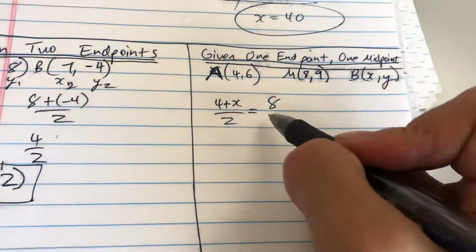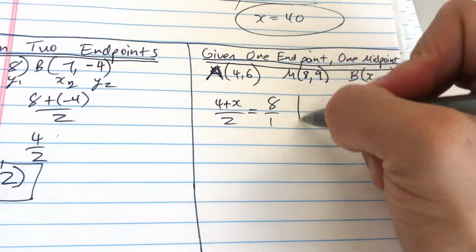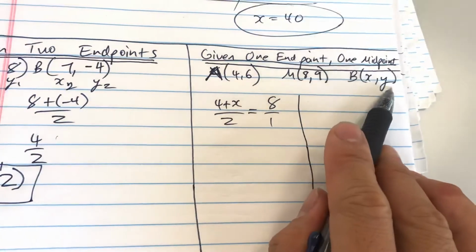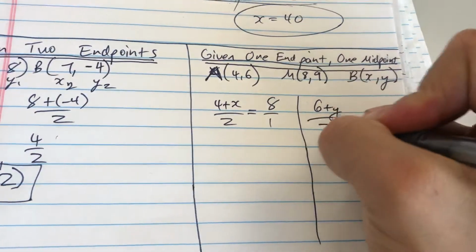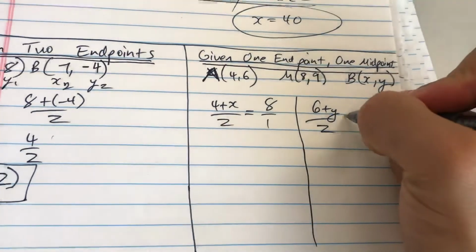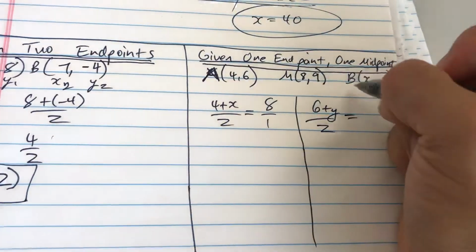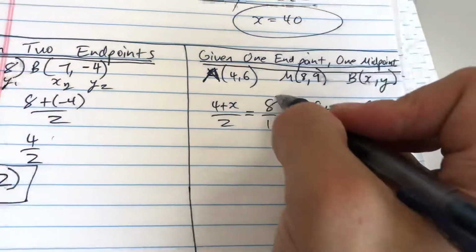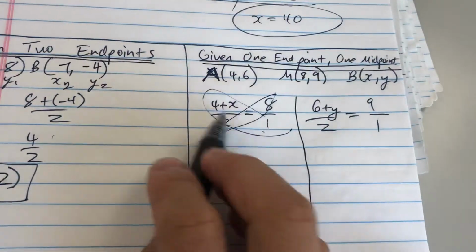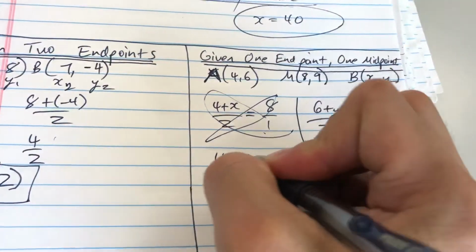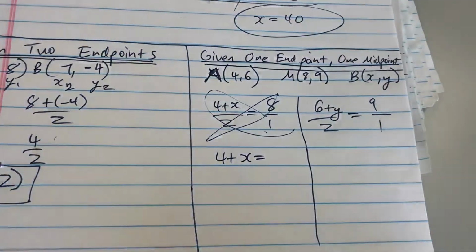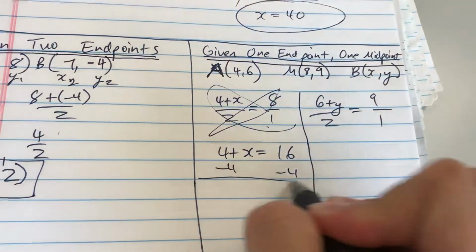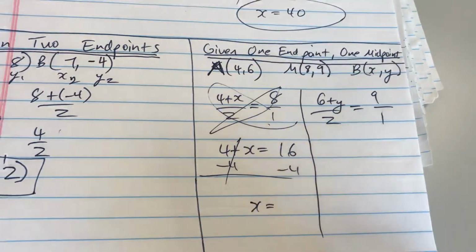So now you just do the same math. And actually, let me do the y as well. The same deal. 6 plus y, divided by 2, because there's two numbers, is ultimately going to give you 9. And this is basically the setup. At this point, you just cross multiply and you begin solving. So 1 times 4 plus x is simply 4 plus x equals, and then 2 times 8 is going to be 16. From here, it's just a one-step equation, minus 4 minus 4. x is equal to 12.